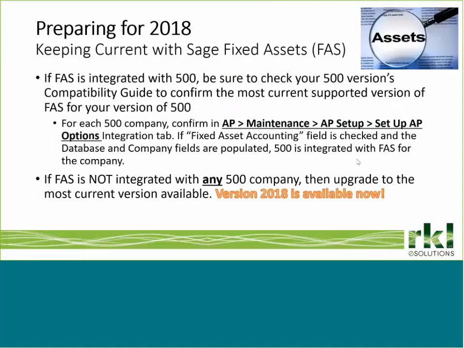And quickly, we'll go through some information on FAS here. If you're using Sage Fixed Assets and you're integrated with 500, then you have to make sure that you're using a version of FAS that is supported by your version of 500. You can verify whether or not you're integrated by going into AP Setup, Setup AP Options, and looking at the Integration tab. If the fixed asset accounting field is checked, and there's a database name and a company field populated, then you know that that company in 500 is integrated to FAS. If you don't see anything in those fields, then it's not integrated.